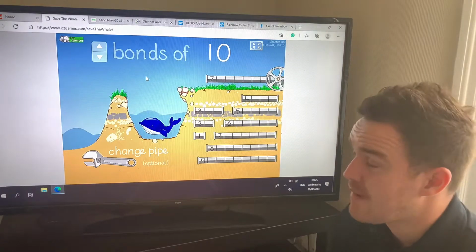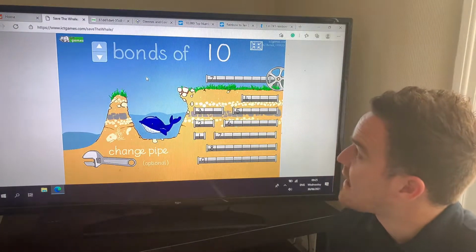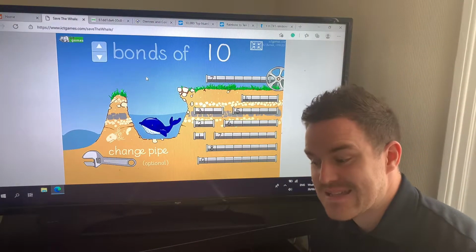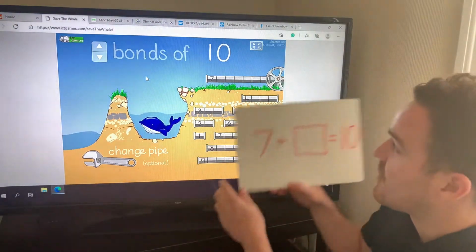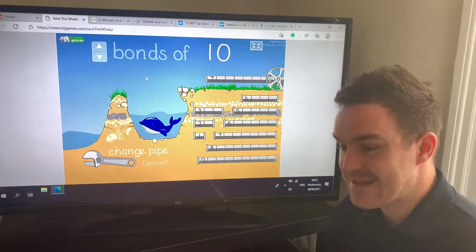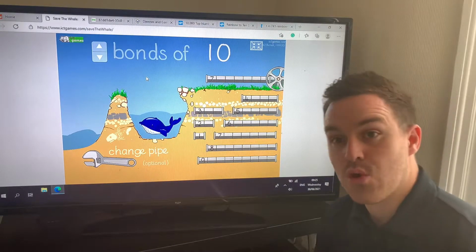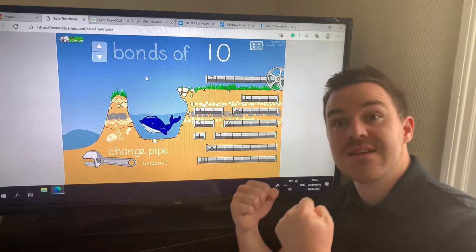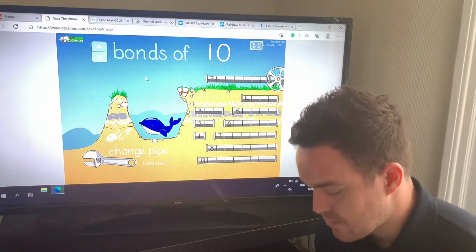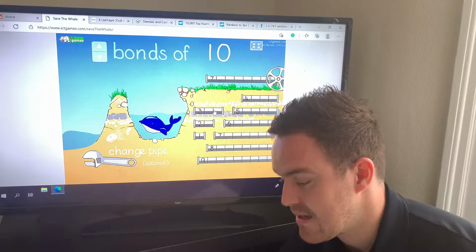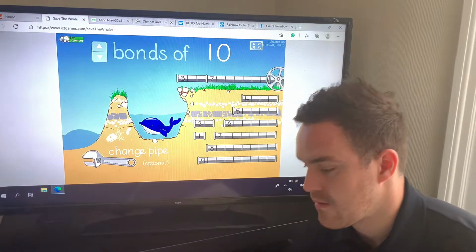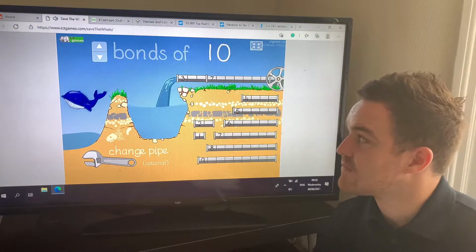So on my Save the Whale game, I have 7 lengths of pipe, but I need to make 10. So I've written that out as a number sentence. I've got 7 plus something equals 10. How many more do I need? What 7 add what makes 10? What is that number bond? Well, I've got 7, 8, 9, 10. I had to add 3 more on. So 7 add 3 equals 10. So we've saved them. Let's see what our next one is.